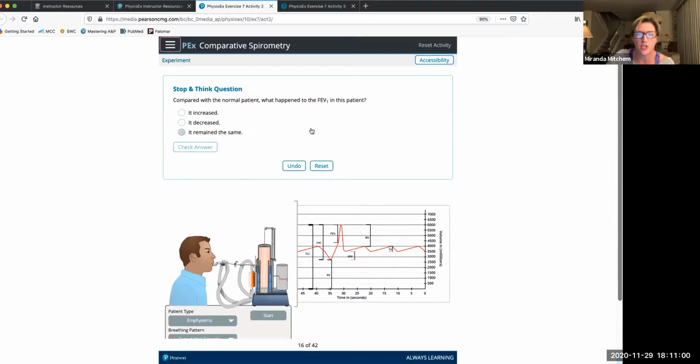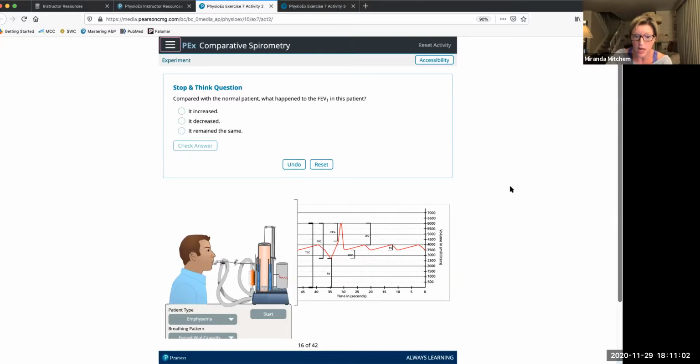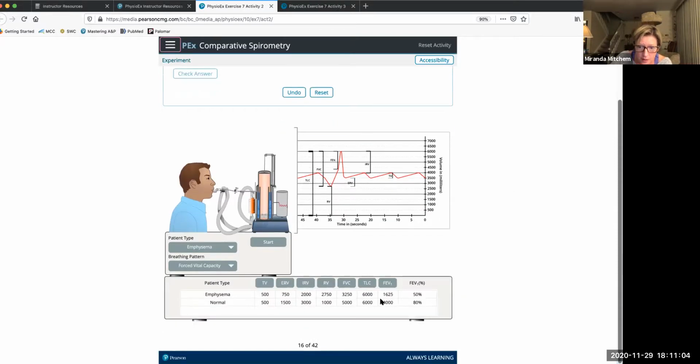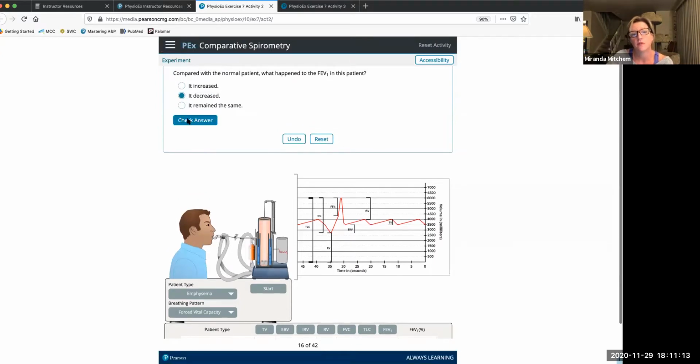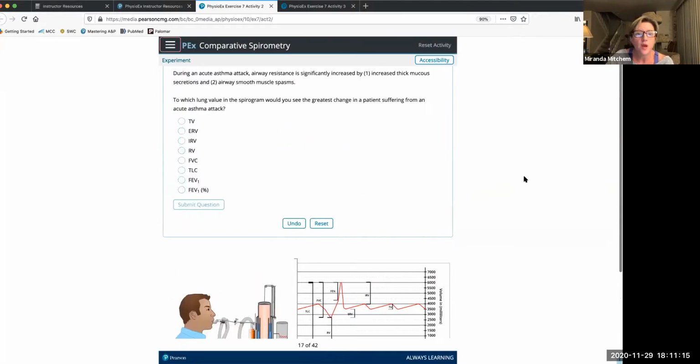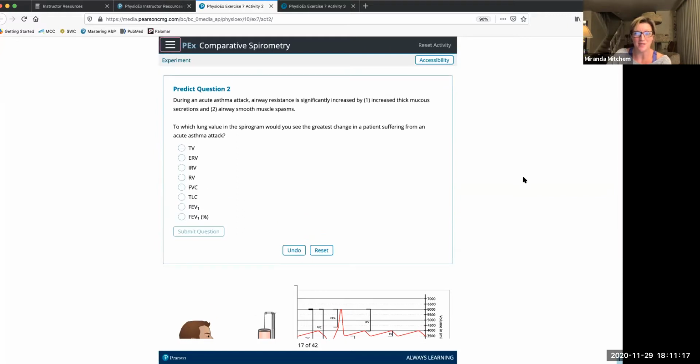Compared with the normal patient, what happened to the FEV1? Let's go look at our data. So normal is 4,000, emphysema is 1,625. So it's decreased as well. Okay, so now we're going to look at asthma.